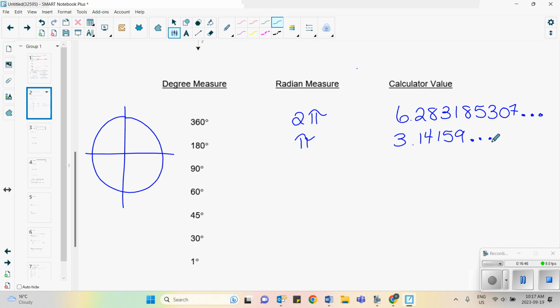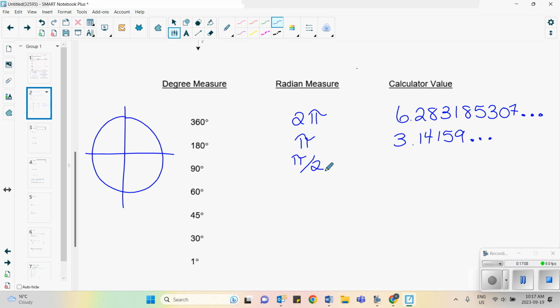All right, so if 180 is halfway around, where's 90? Half of pi. So pi over 2, pi by 2, half of pi. I'll take all of this.